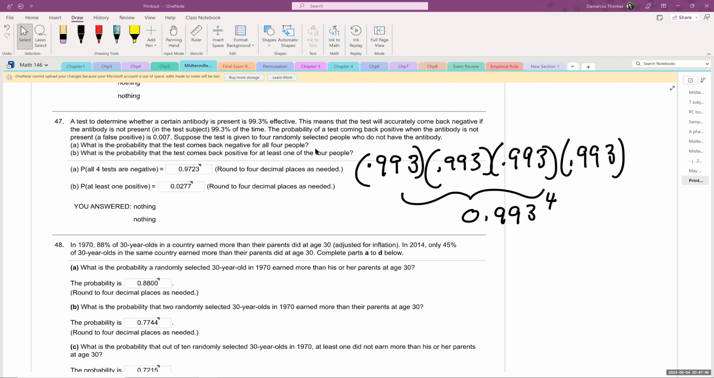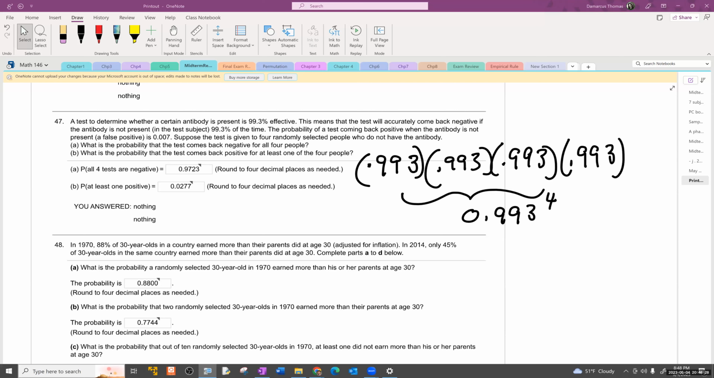The other question is, what is the probability that the test comes back positive for at least one of the 4 people? All right, so that's a little different. And notice how it has that at least one.